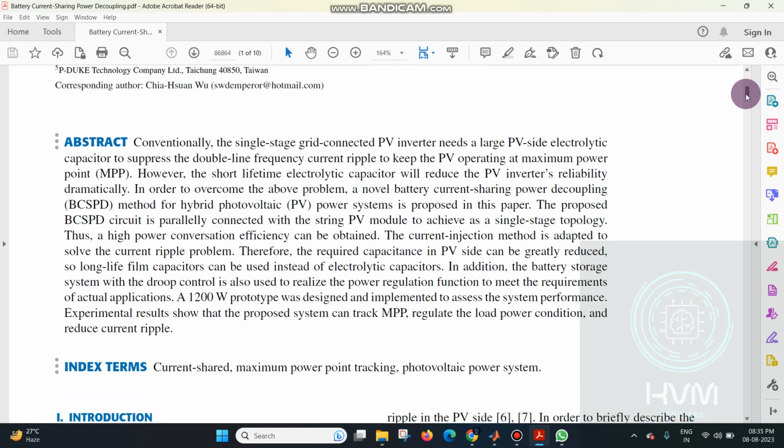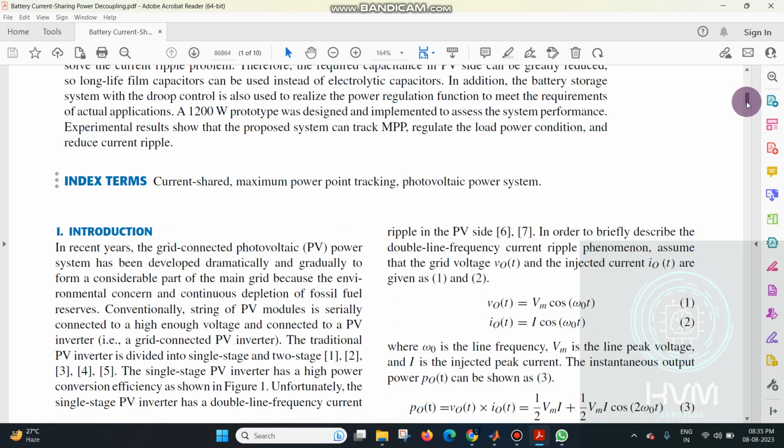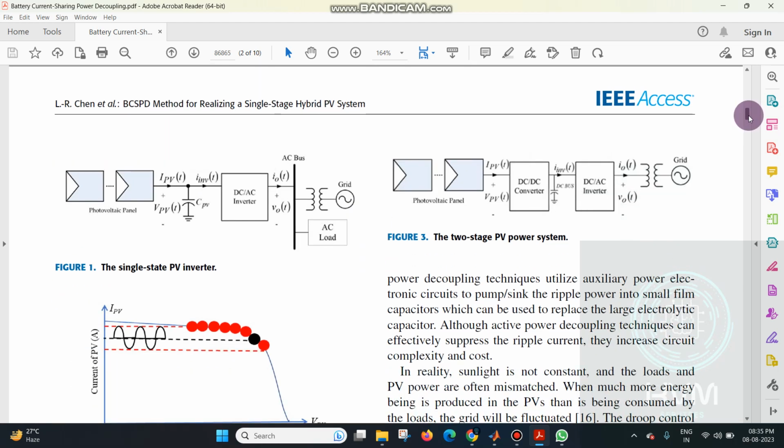In our project, we are operating the PV system at maximum power, right? But the short lifetime of electrolytic capacitors will reduce the PV inverter reliability. To overcome this problem, we are using the battery current sharing power decoupling method to improve the system performance. This system performance will be implemented in different configurations.